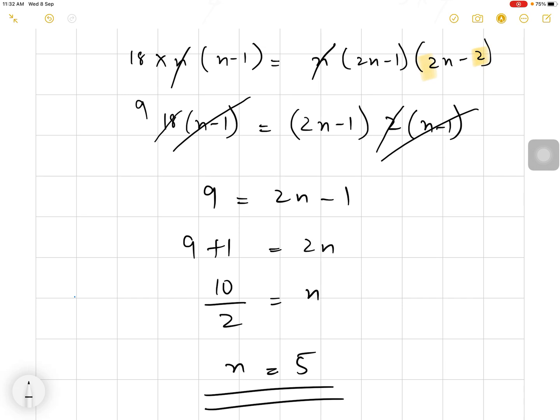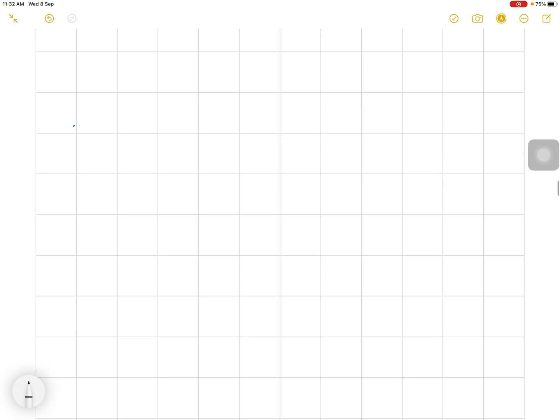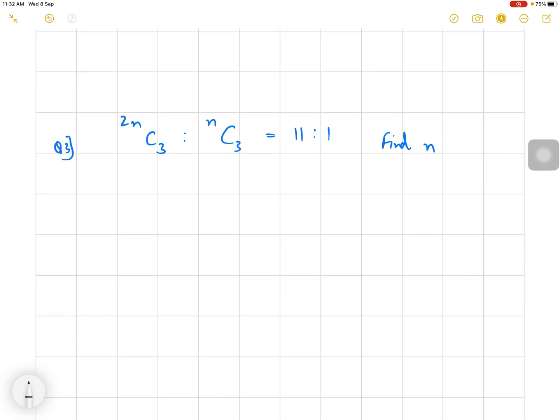We have solved similar problems in case of permutation. Same way in case of combination also you can find the value of n and r. Okay, let's solve one more problem. 2nC3 is to nC3 is equal to 11 is to 1. Find n.